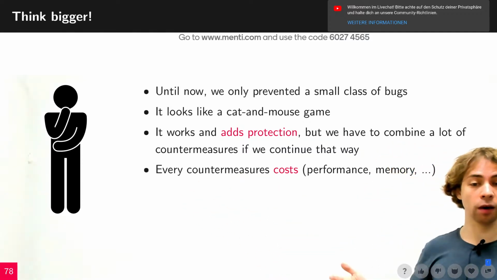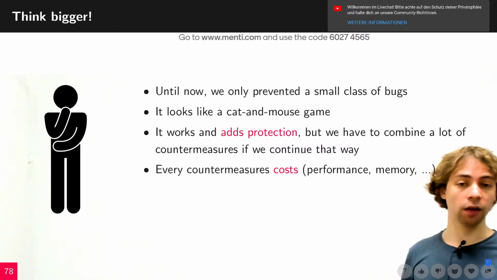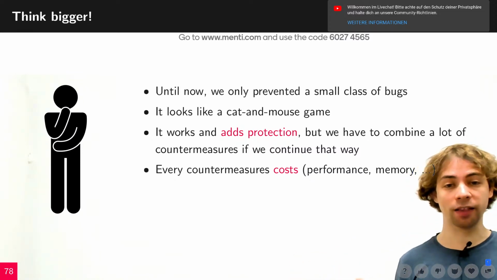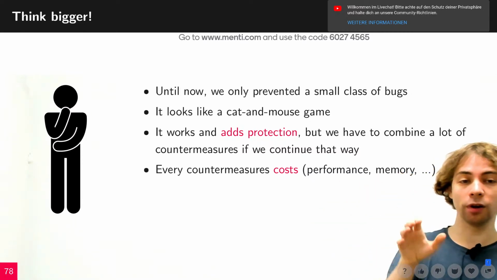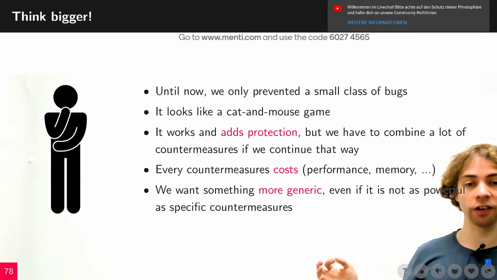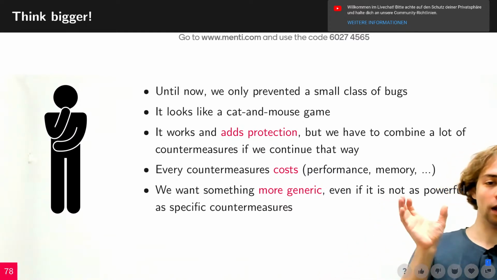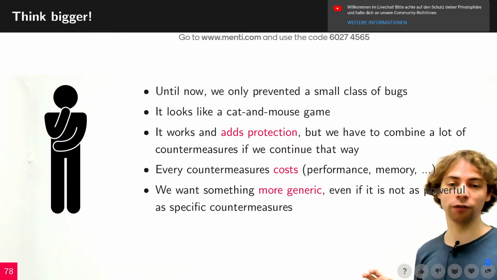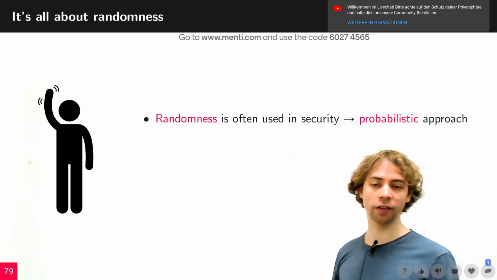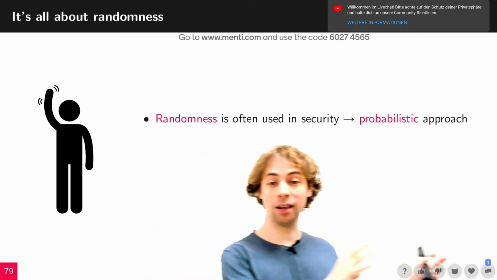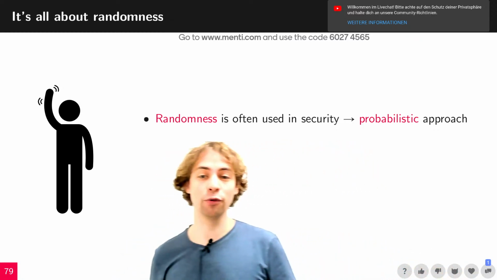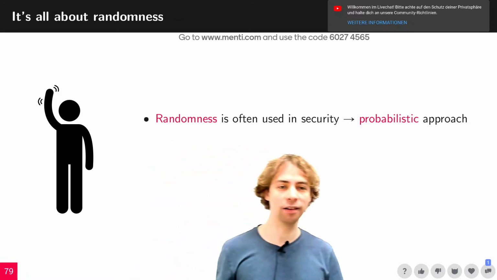Because here we place more things on the stack, or maybe we even need a second stack for every thread. So this costs performance, memory. We want something more generic, maybe even if it's not as powerful as specific countermeasures. So something that was already mentioned on Menti before was ASLR, Address Space Layout Randomization.